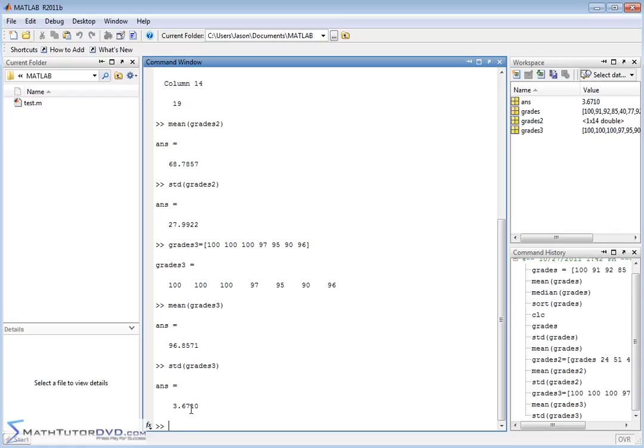You see how the standard deviation is only 3.6? It's because these grades are so tightly compacted. So the mean is 96, and this standard deviation tells you that the spread of the students is not that great. It means they're all doing really well.